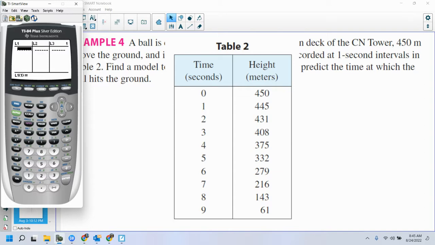Okay, so we got 0 to 9 on our table 1, 0 to 9, and then we have our heights.